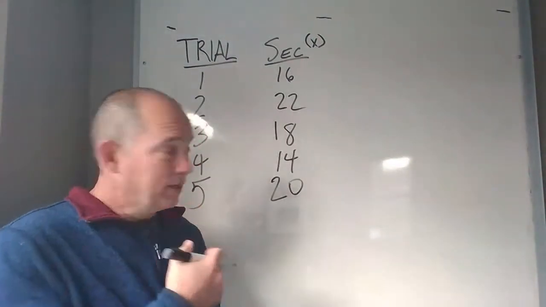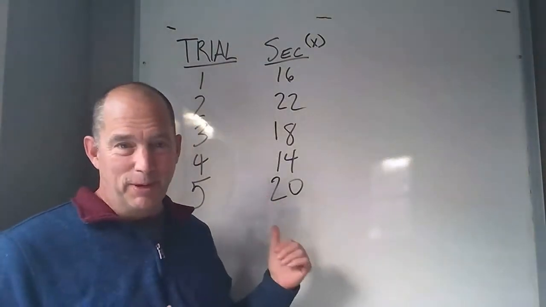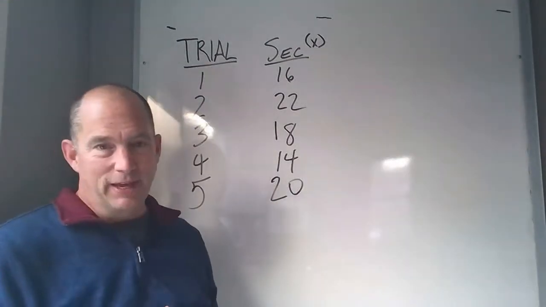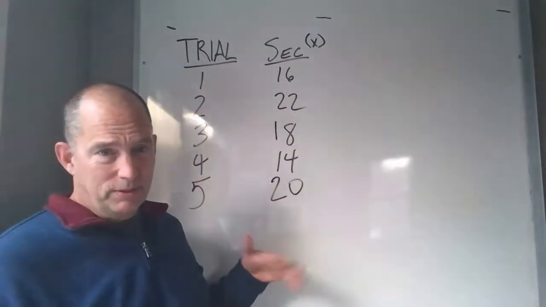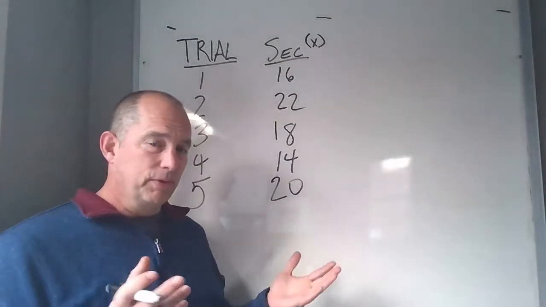Now the example I'm using here is the 5 trials of ping pong balls in a section of the creek, and you can see the results of that. And the first thing I want to know is, okay, so what's the typical result? I've got these 5 trials. What do they tell me? And they're kind of all over the place.